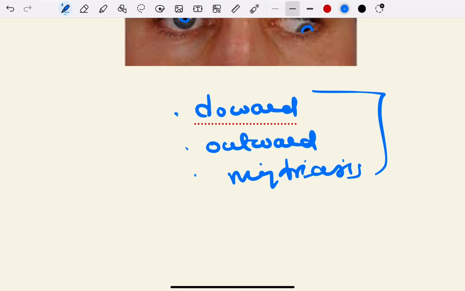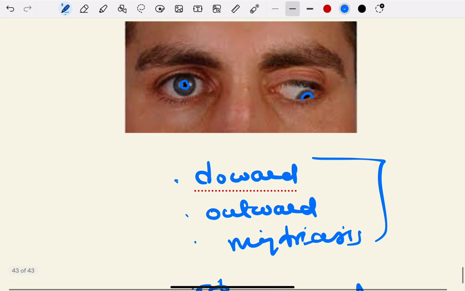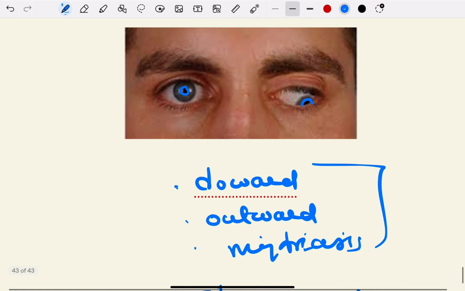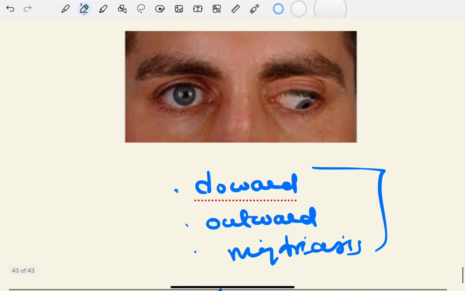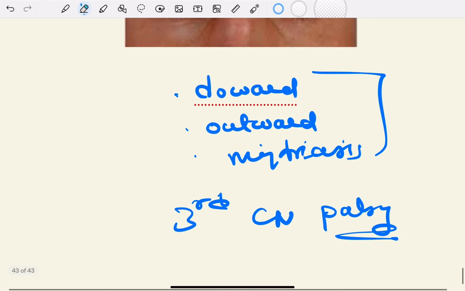So if you combine all these features, they tell about a nerve involvement. What is that nerve involvement? Comment below before I tell. Okay, this is nothing but third cranial nerve palsy. Third cranial nerve palsy, downward and outward eye with dilated pupil. So this is complete palsy of the third nerve.